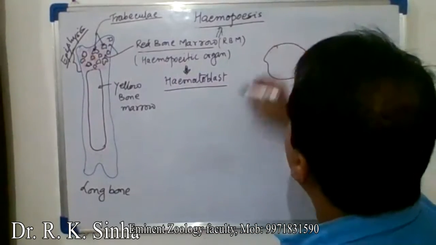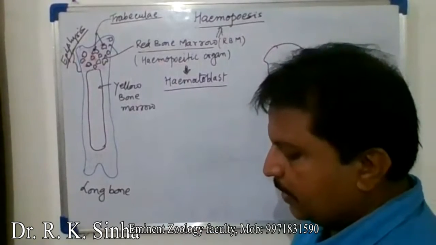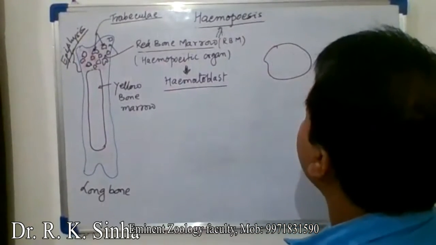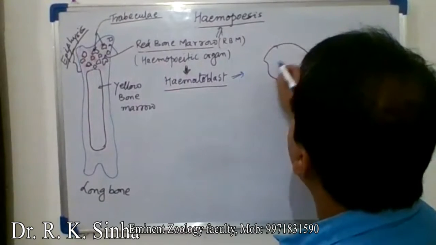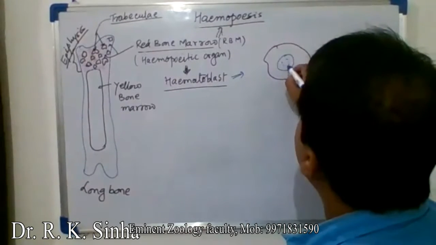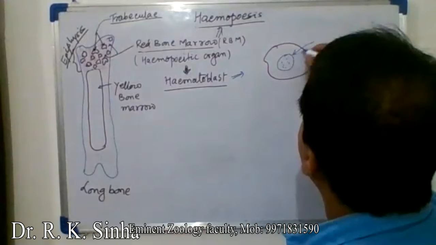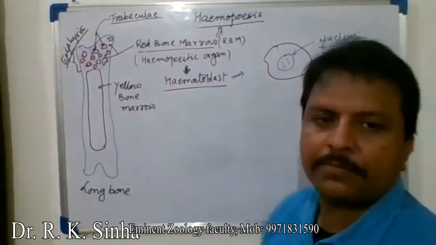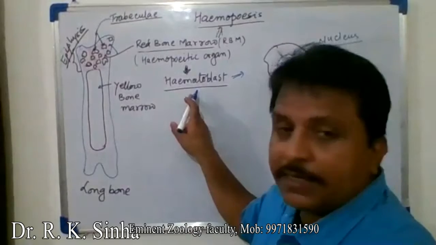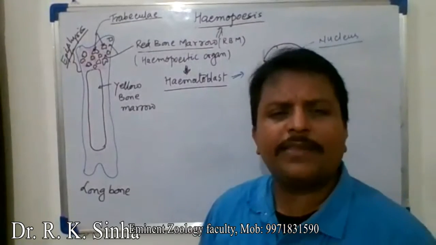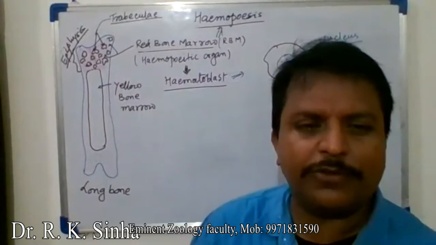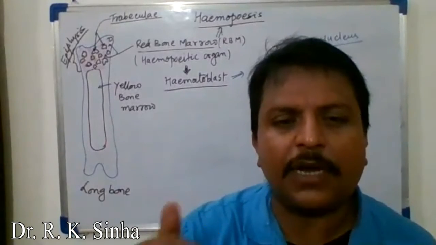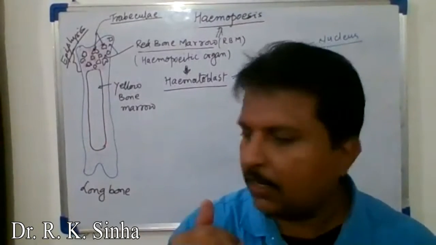So consider this is hematoblast, and in hematoblast there is the nucleus. It is a nucleated cell. This is the nucleus of the hematoblast. And over this hematoblast, various kinds of hormones, means this hematoblast is regulated by different types of hormones.